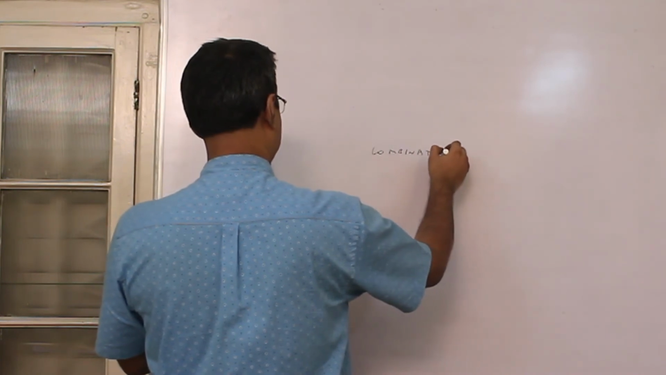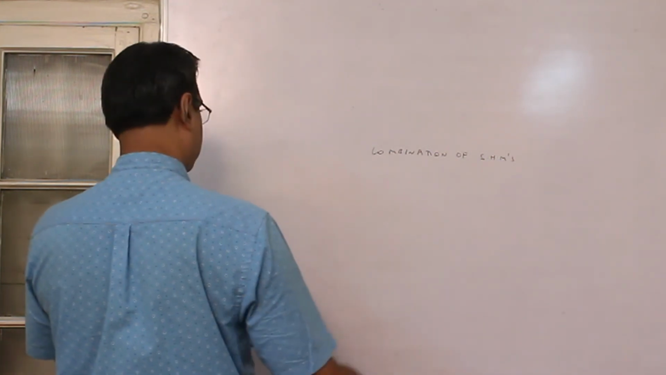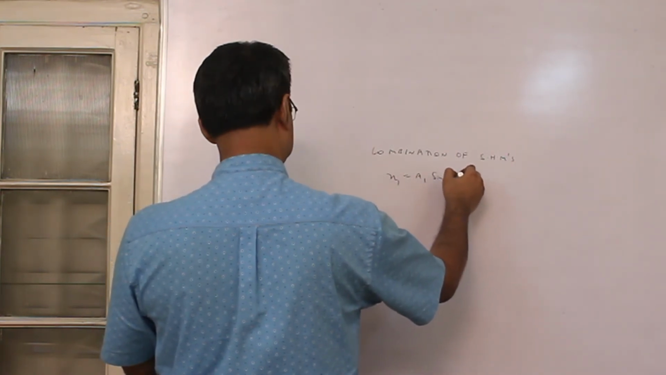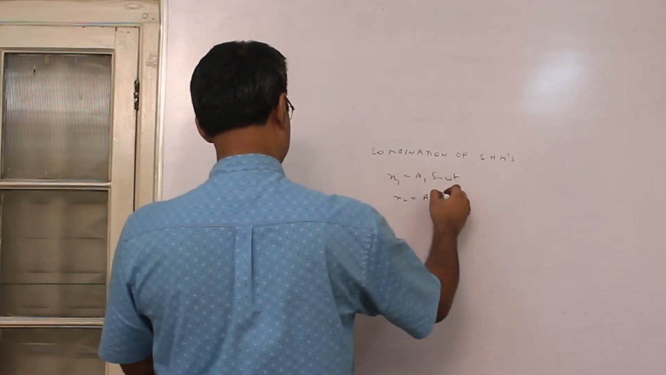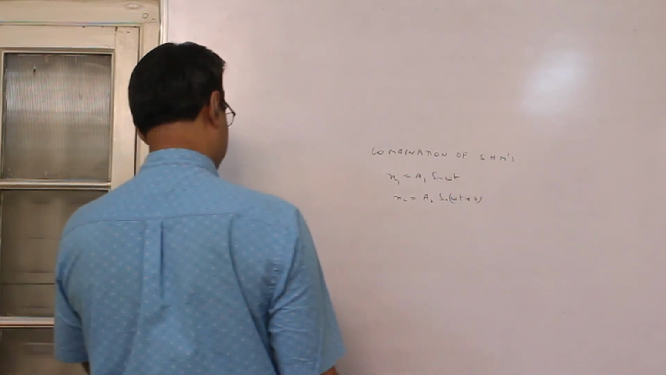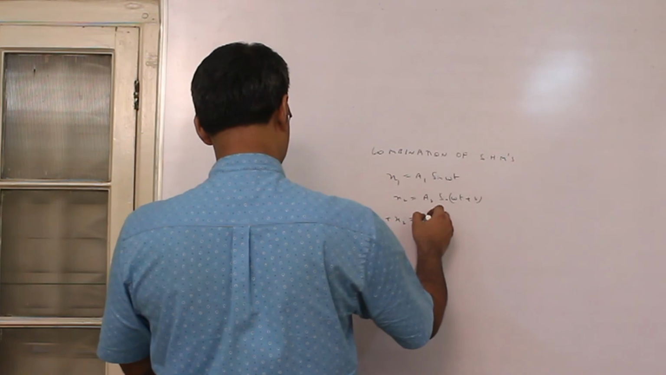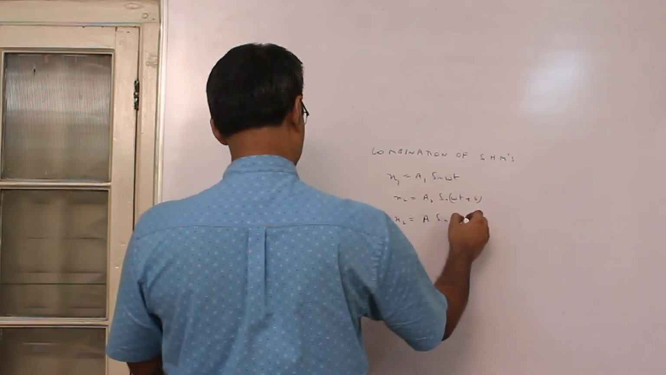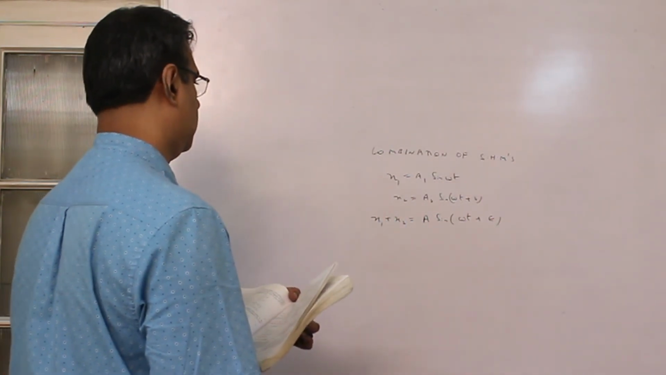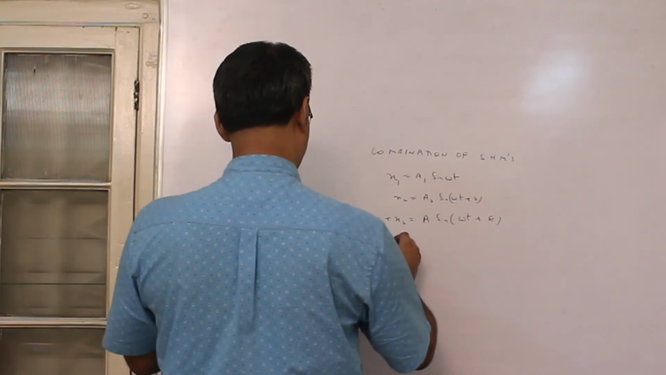Next we come to combination of SHMs. So this is x1, this is x2, so the combination of these two SHMs, the formula is x1 plus x2 is a sine omega t plus epsilon.